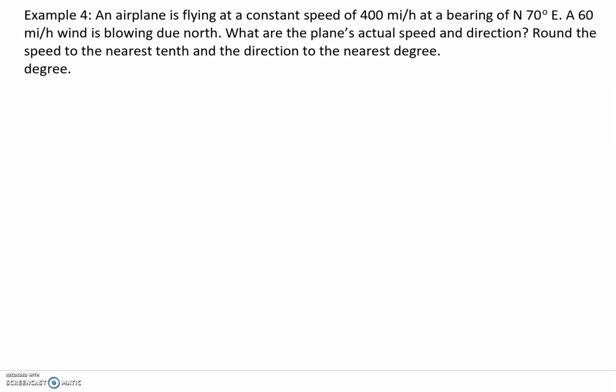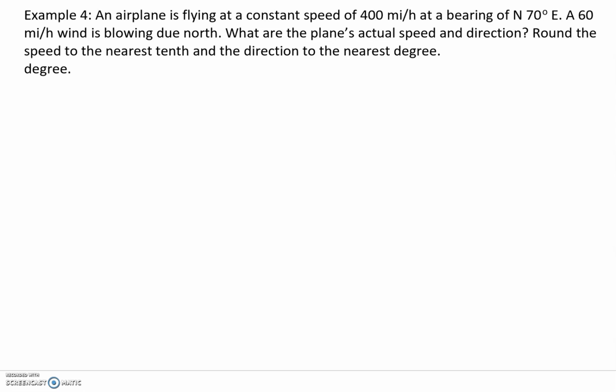So if we read through the problem, in this situation, we've got an airplane flying at a constant speed of 400 miles per hour at a bearing of north 70 degrees east. We'll talk about what a bearing is in a moment. A 60-mile-per-hour wind is blowing due north. What are the plane's actual speed and direction? Round the speed to the nearest tenth and the direction to the nearest degree.